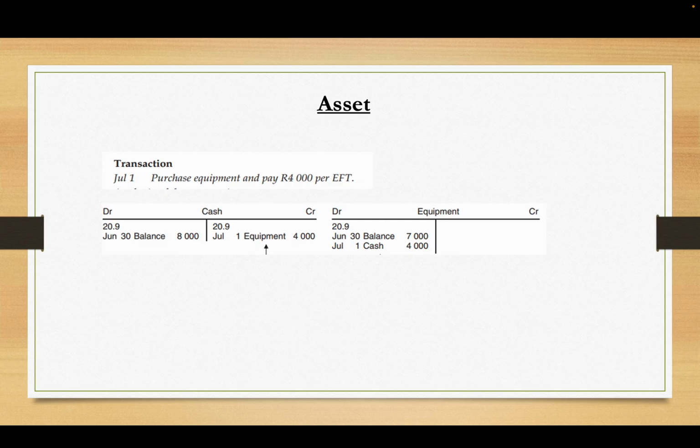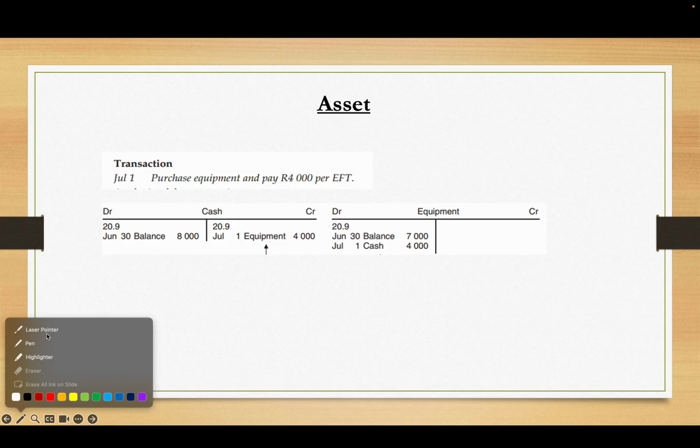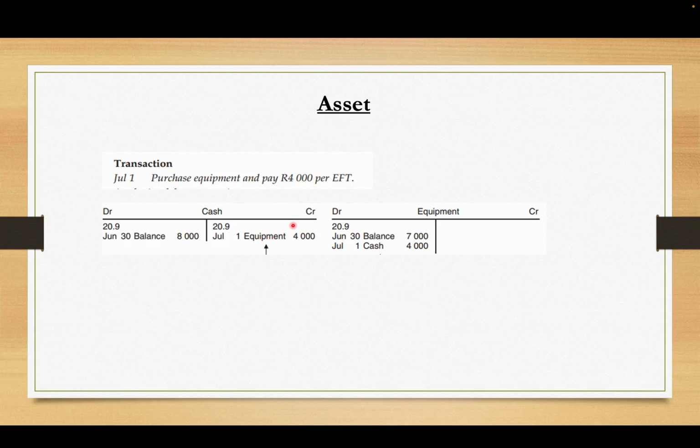So I bought equipment for 4,000. Me buying equipment for 4,000 is going to do what? I bought equipment for 4,000, so it's going to decrease. Remember, it's a plus, it's a minus. I'm going to decrease my bank. That's why I have a 4,000.